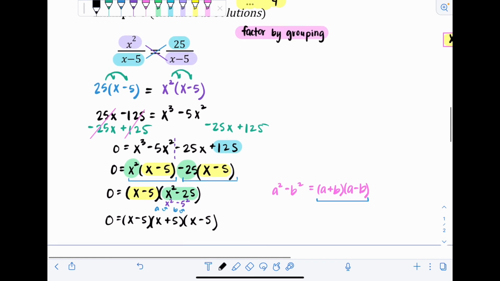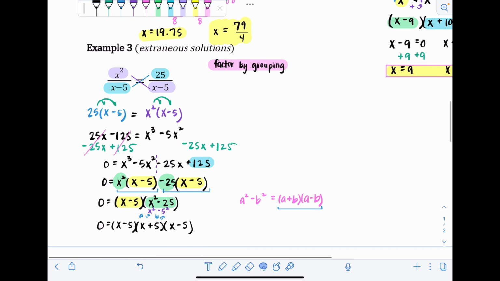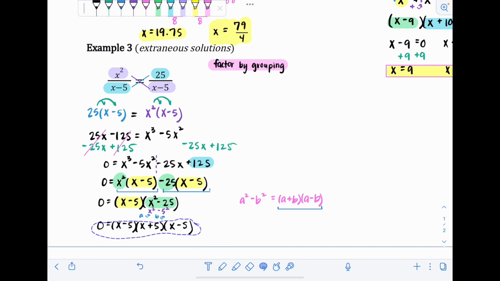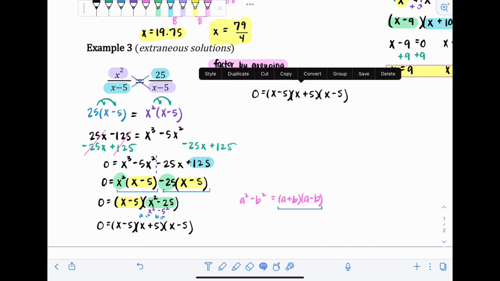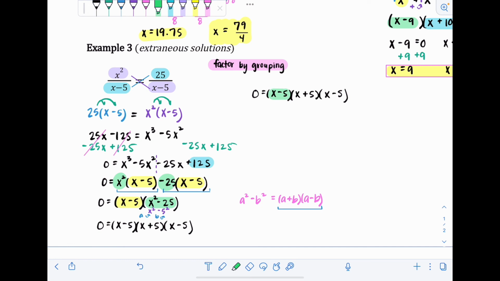I'm going to go ahead and copy this up here, because I didn't realize I was running into the second page. If you have room below it, you can just continue below it. But now I want to set each factor equal to 0. So I do x minus 5, set that equal to 0. x plus 5, set that equal to 0.